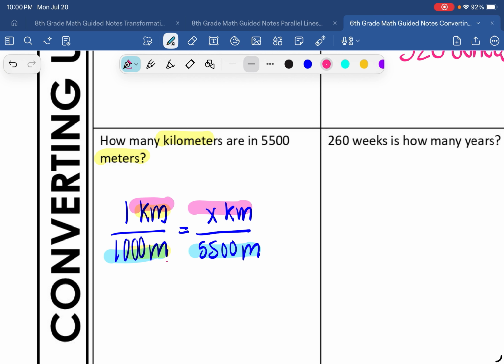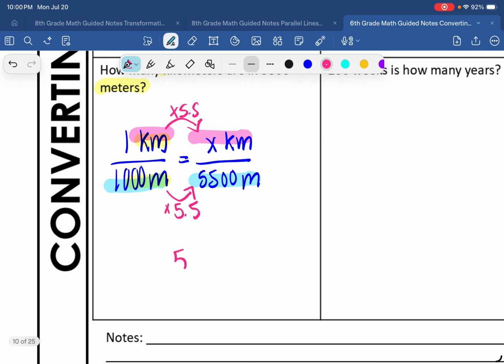Multiplicative factor, 1,000 times what is 5,500, and that's going to be 5.5. Again, if you don't know that, you can divide. And then 1 times 5.5 is going to give me 5.5 kilometers. So there's 5.5 kilometers in 5,500 meters.